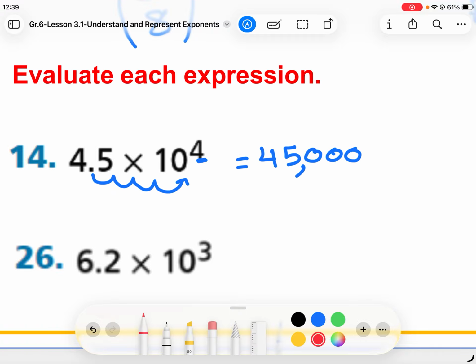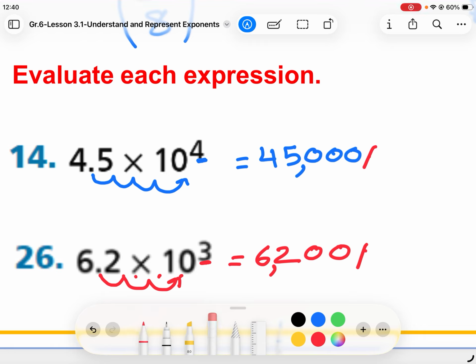Same idea here I'm going to do. My exponent is 3. So that means I should move the point to the right 3 steps. 1, 2, 3. So my answer will be 6212. 2 zeros. It's going to be 6,200. Okay, like I said, you can put the point or you guys can remove it. No need for it. Because your number is now a whole number.